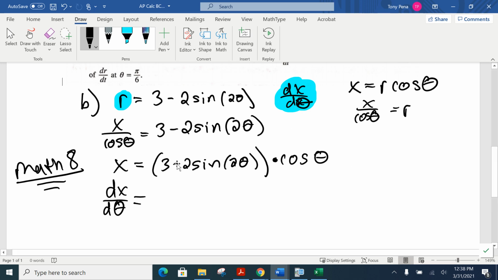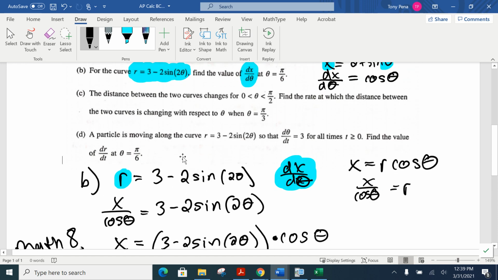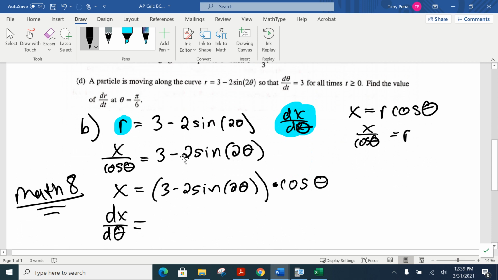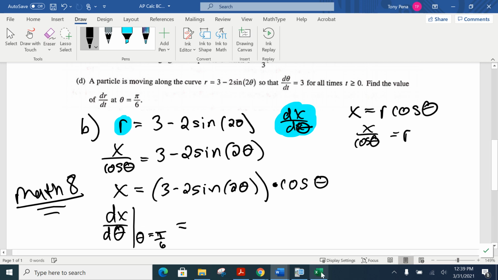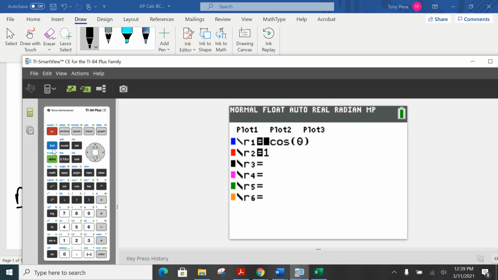You're just going to take the derivative of this expression. What value did I give you? They give you pi over 6. And then we're going to evaluate it at pi over 6. So I'm going to say dx d theta at pi over 6. And then we just let the calculator do the work for us.